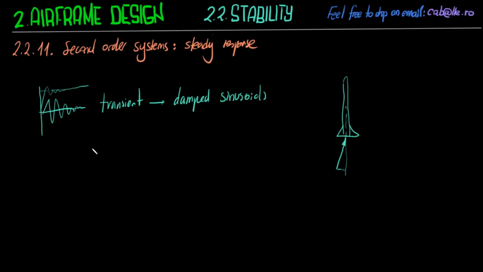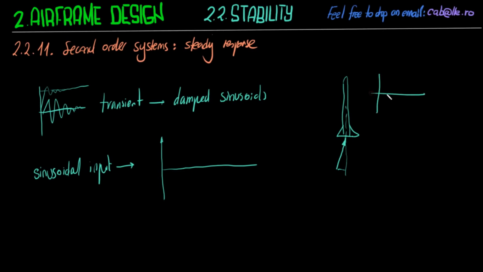However, if we have a sinusoidal input, the transient is something we're not interested in studying. Before looking at the response, what is a sinusoidal input? It means an external moment described like a permanent sinusoid. Alright.